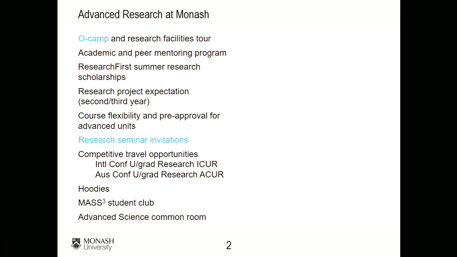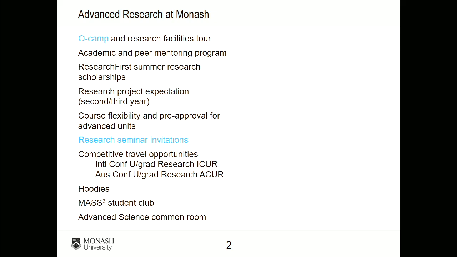You get your own hoodies. They're part of Mass Cubed, I guess, being part of the society. And Mass Cubed is a student club. We've got two representatives that will talk to you towards the end of this presentation. And Mass Cubed is a student society for the advanced science students. So it's both advanced research and advanced global challenges.